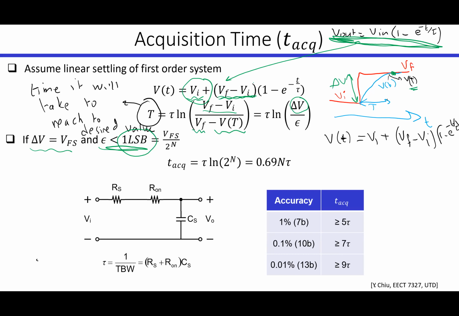So basically we are trying to find this T here, and we have given it the name capital T. So we rearranged the whole equation, got rid of the exponential part, and we got that T equals tau natural log of V final minus V initial divided by V final minus V of t, sorry.